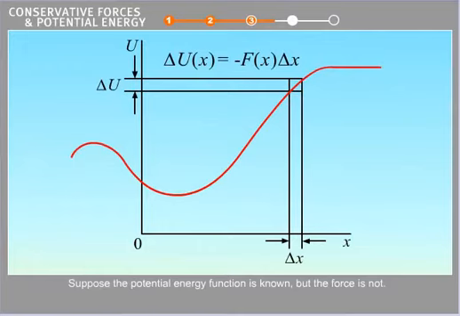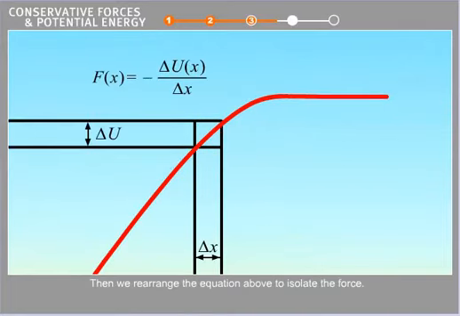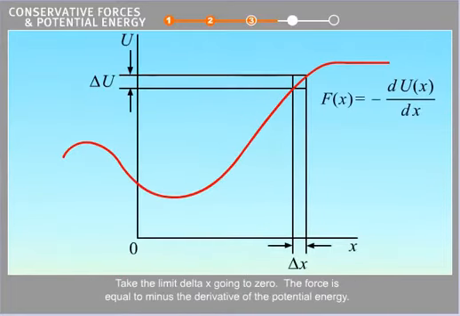Suppose the potential energy function is known, but the force is not. Then we rearrange the equation above to isolate the force. Take the limit delta x going to 0. The force is equal to minus the derivative of the potential energy.